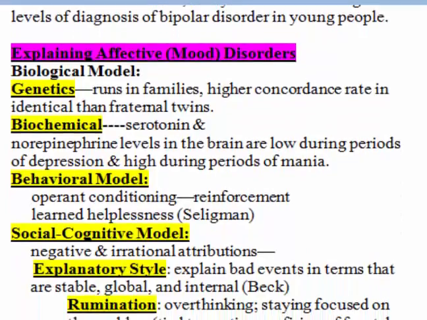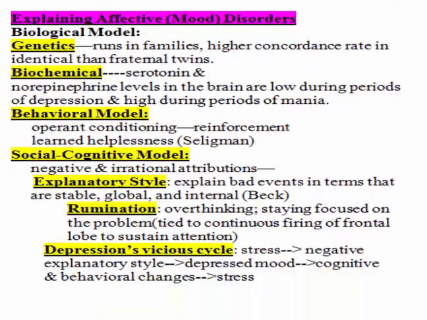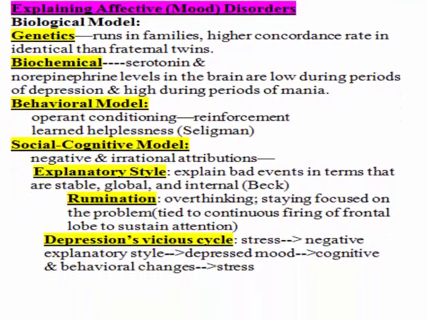Finally, how do we explain mood disorders, which are called affective disorders? There are lots of different ways to explain them. We could look at the biological model. In that, we're looking at genetics and biochemical. So genetics, we know that mood disorders tend to run in families, and there's a higher rate in identical than fraternal twins. So we do know that there's a genetic basis.